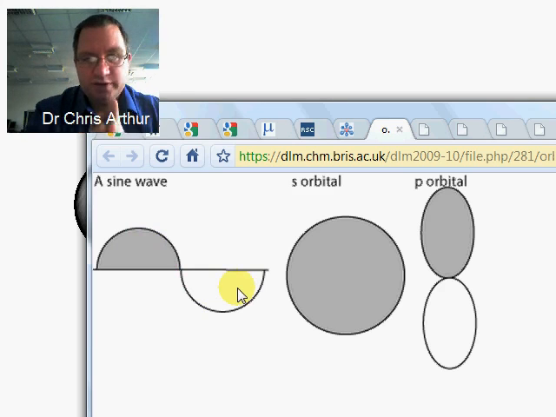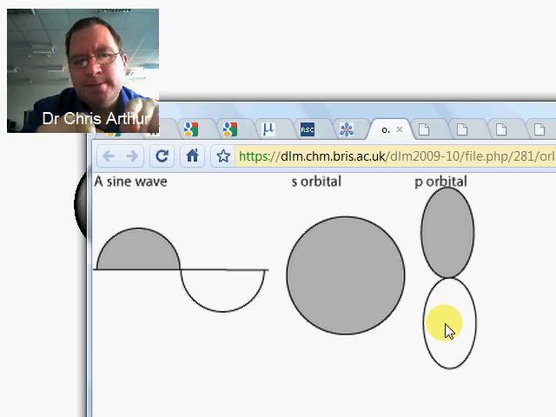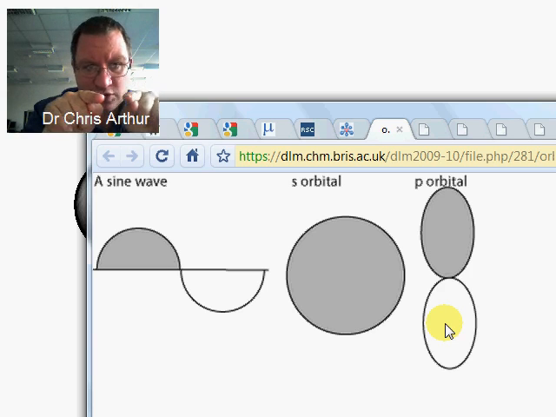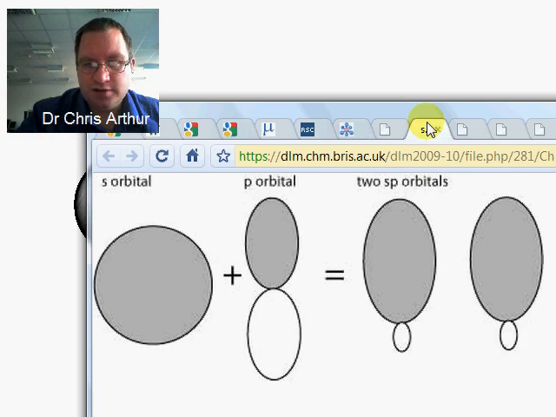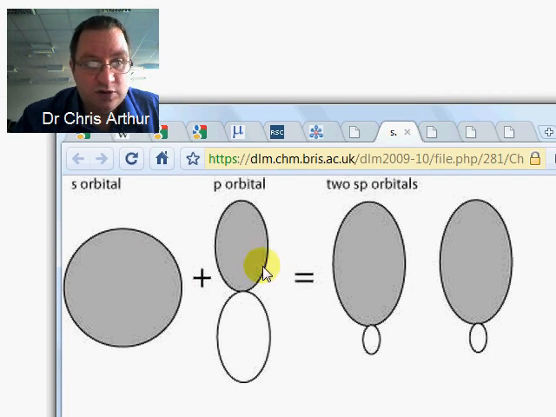The Schrödinger wave equation is much more complicated than a simple sine wave, but it too has phase attached to it. So we have an s orbital. You can think of that as being all positive, for instance, and a p orbital we can think of as having a positive phase and a negative phase lobe. And what Linus Pauling said was, well, these are just equations, so we can combine these equations and see what happens. Let's do the simplest one, where we combine an s orbital with a p orbital.